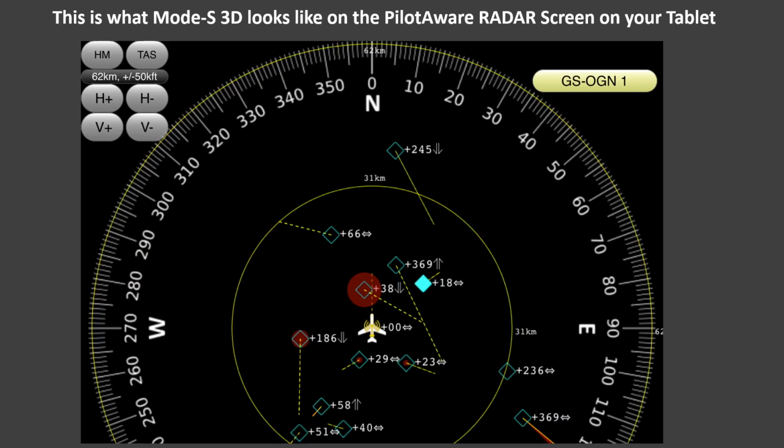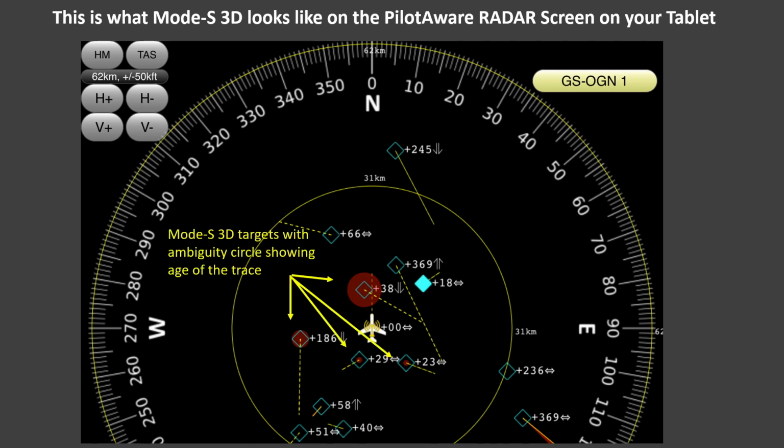How is this all shown on the PilotAware radar screen? Firstly, a banner in the top right-hand corner shows how many ground stations you are connected to. You need to be connected to at least one station for the system to work. Mode S3D targets come with a circle of ambiguity that grows with time. The target aircraft can theoretically be anywhere in the circle. However, it is more likely to be biased towards the yellow directional lubber line.